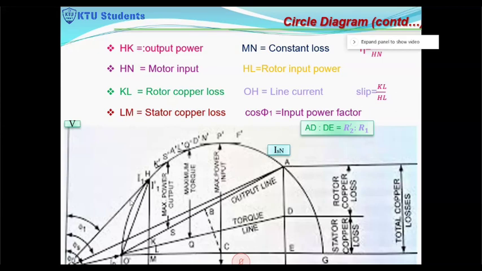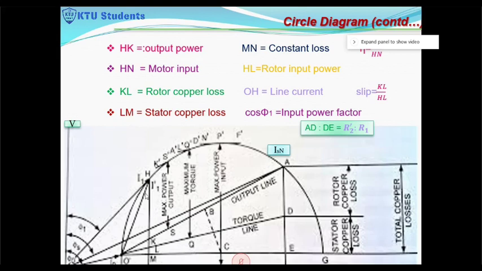Again, you have HL. If you take H and L, that is HK plus KL, that is the motor output power plus the rotor copper loss. This HL will represent the rotor input power. If you measure OH, you will get the line current, and the angle it makes with the voltage gives you the power factor angle, from which you can also obtain the power factor.